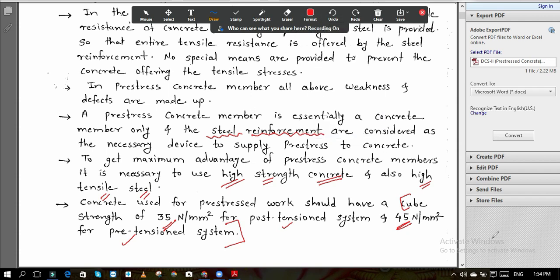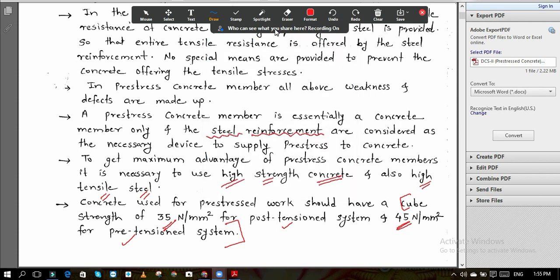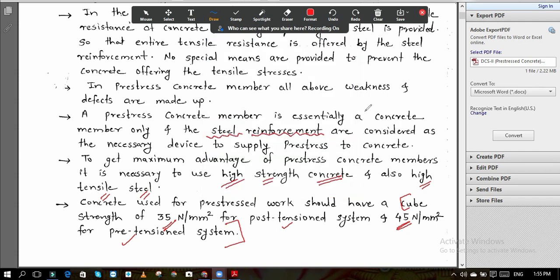Now we will move to the next point. Is it clear, whatever point I have told you up till now? Is there any point you want to repeat? If any point is there you want to repeat, then let me know, I will repeat it. Okay, no, ठीक. So we will move further.